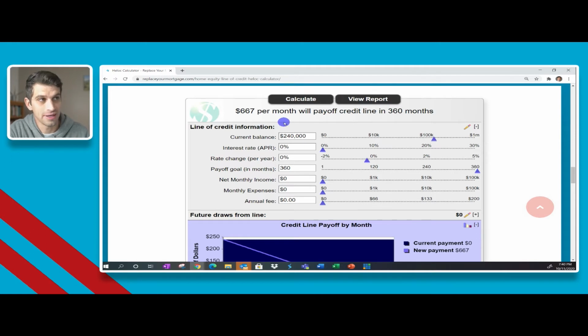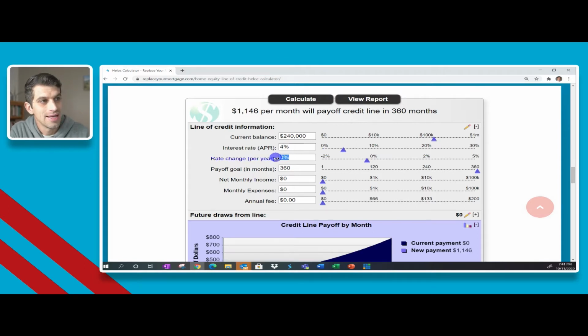So I'm going to go ahead and fill it out for my current situation so you can see what I'm looking at, and then of course you can adjust it to your situation. So my current balance, and this will be the current balance of your current mortgage, is $240,000. Here is where you'll insert your interest rate. So conservatively, I'm going to put in 4%. 4% interest rate.